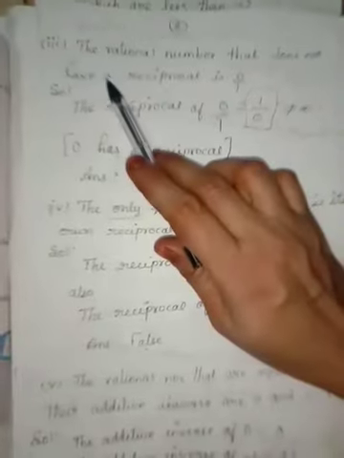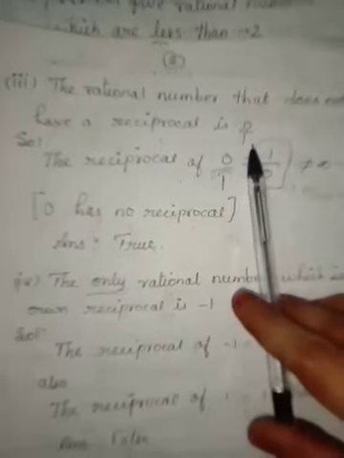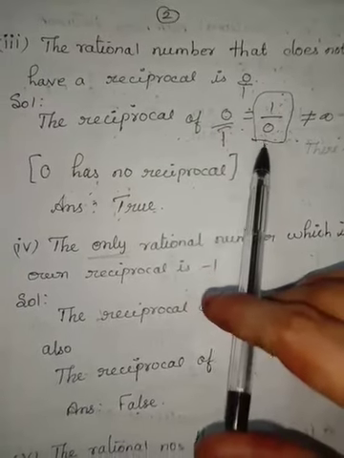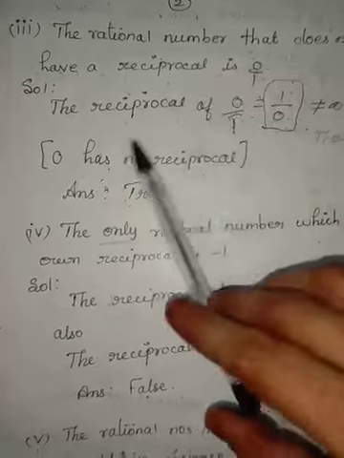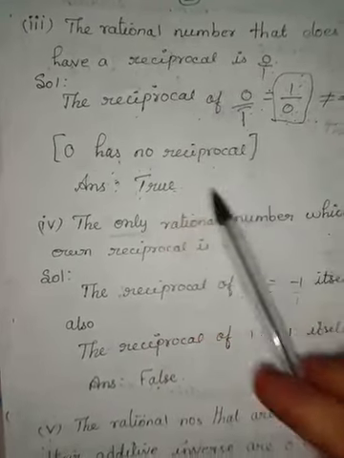Let's move on to the third question from the true or false. The rational number that does not have a reciprocal is 0. Yes, the statement is true. When you find the reciprocal of 0 by 1, we get 1 by 0. There is no such number. The value is undefined. So we say 0 has no reciprocal. So the answer is true.